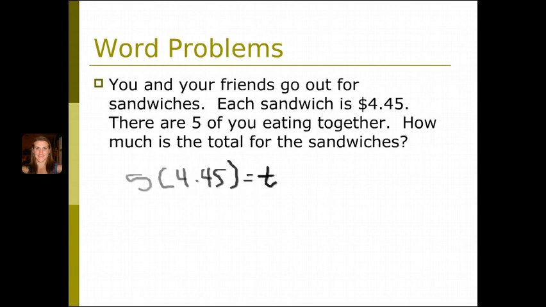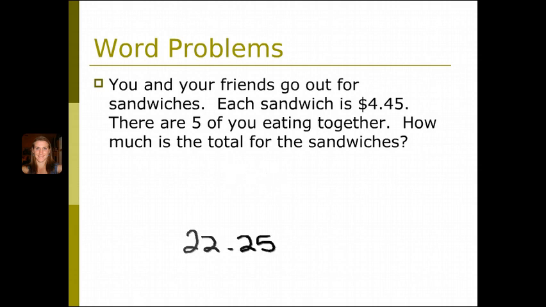Well, 5 times $4.45 gives us $22.25. And you need to make sure that you say T equals and use your dollar sign because we are doing word problems, so we have to use our unit of measure. So that would be your final answer. T equals $22.25.